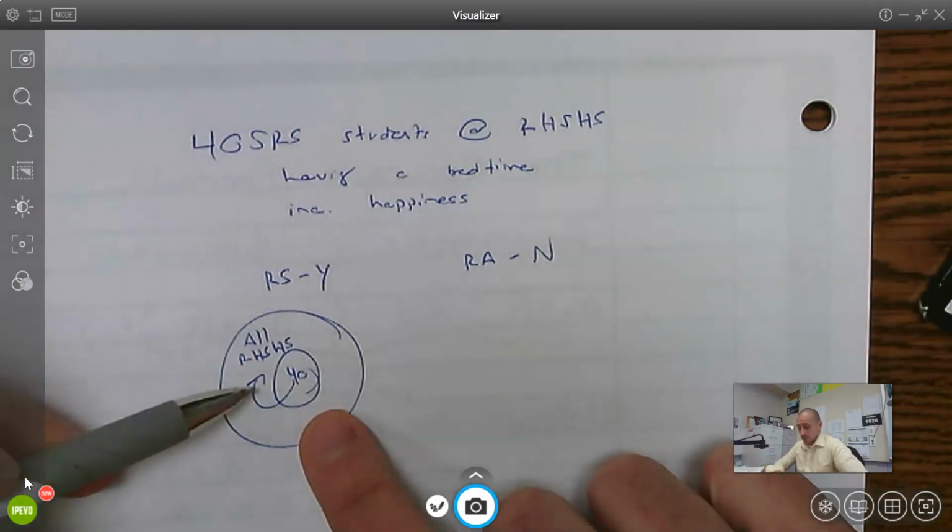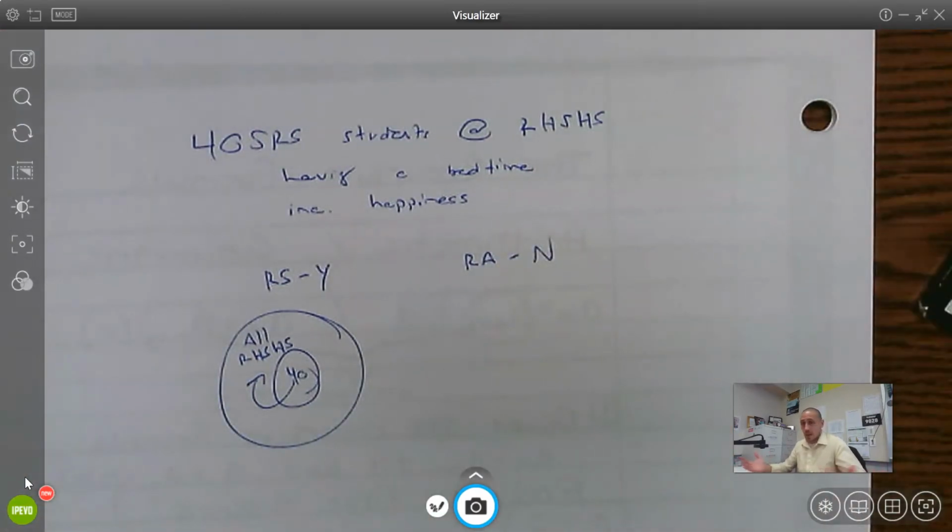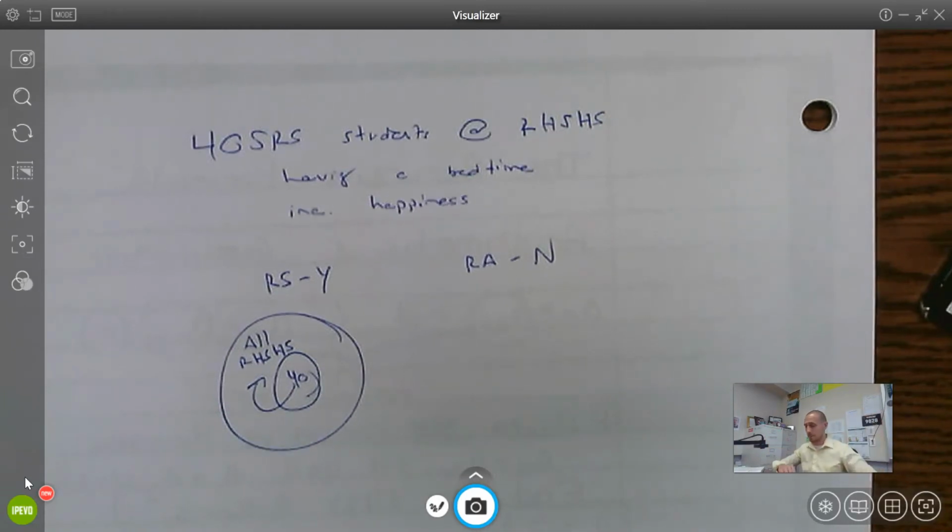So if all 40 students had a bedtime at say 10 o'clock and it turns out their happiness ratings increased over the course of the month, then I can say the same result for all RH students, that if they had a bedtime, they would have an increased happiness, or there's an association there. I couldn't say cause and effect.